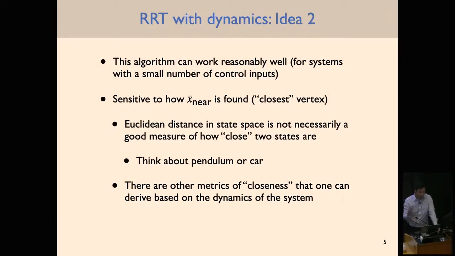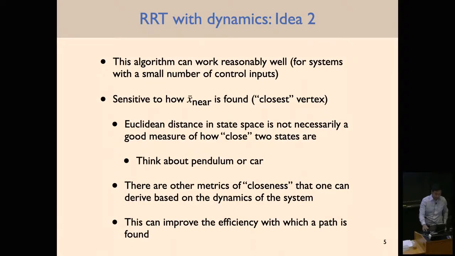I won't go into this, but there are other metrics of closeness that one can derive based on the dynamics of the system, and then you can modify this algorithm in a pretty straightforward way. Instead of finding the closest point in terms of the Euclidean distance, you find the closest point in terms of some other distance that better captures the dynamics of your system. Basically, this can improve the efficiency with which a path is found. So the number of iterations that you need for the RRT algorithm can be made smaller than if you were just using the Euclidean distance.